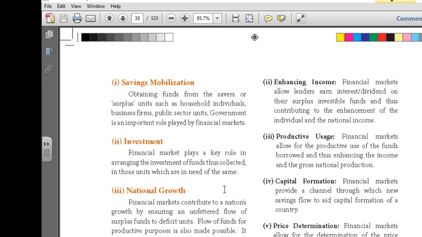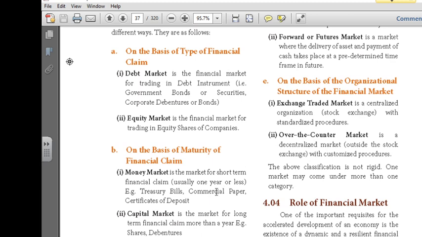On the basis of maturity of financial claim, we divide it into the money market and the capital market. What does money market mean? It is a short term financial claim. You have to note down this point. Money market is a short term financial claim. What are the examples of money market? Short term normally means less than 1 year. Treasury bills, commercial paper and certificates of deposit are the examples.